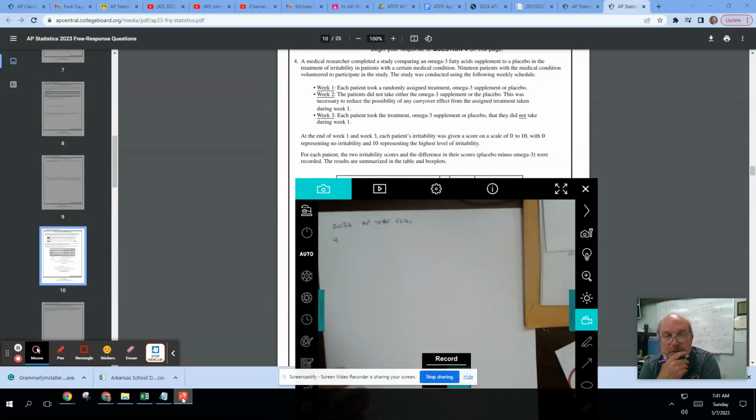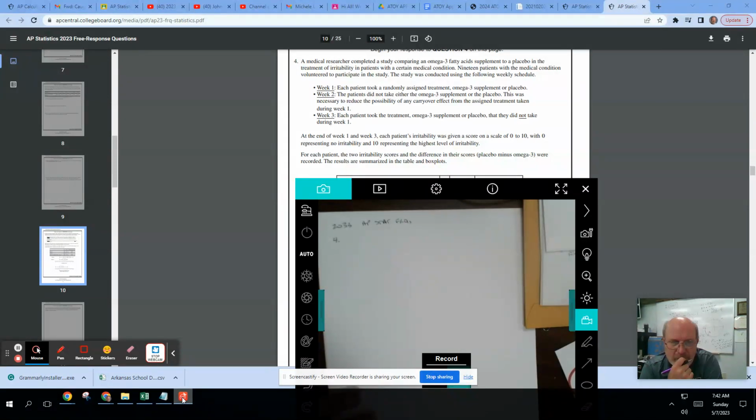And we'll start by reading the question, because it's always important to read through the question and figure out exactly what's going on. A medical researcher completed a study comparing an omega-3 fatty acid supplement to a placebo in the treatment of irritability in patients with a certain medical condition. 19 patients with the medical condition volunteered to participate in the study. The study was conducted using the following weekly schedule. In week 1, each patient took a randomly assigned treatment, omega-3 supplement or placebo. In week 2, patients did not take either the omega-3 supplement or the placebo. This was necessary to reduce the possibility of any carryover effects from the assigned treatment taken during week 1. And in week 3, each patient took the treatment, the omega-3 supplement or placebo, that they did not take during week 1.